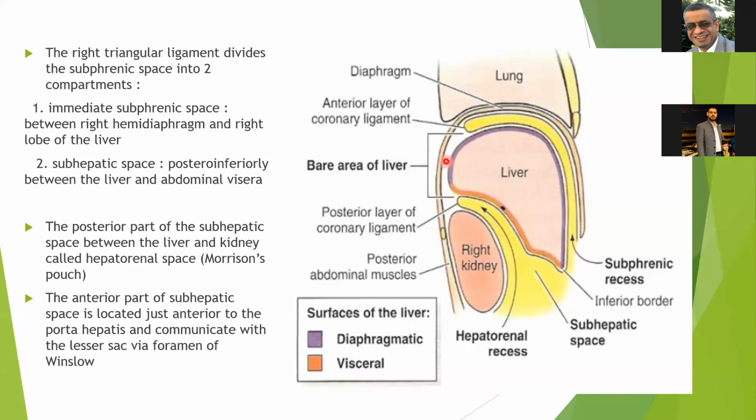The posterior part of the subhepatic space between the liver and the kidney is called, as we said, Morrison pouch, and it is the deepest point, the most dependent portion of the abdominal cavity in the supine position. The anterior part of the subhepatic space is located just anterior to the porta hepatis and communicates with the lesser sac via the foramen of Winslow.